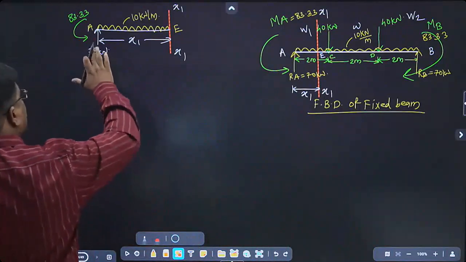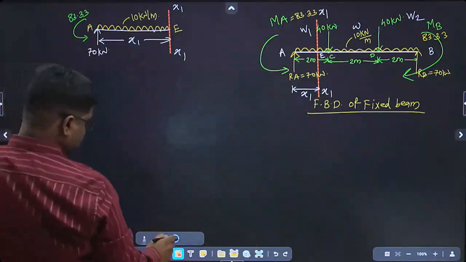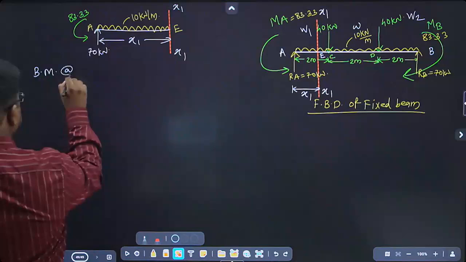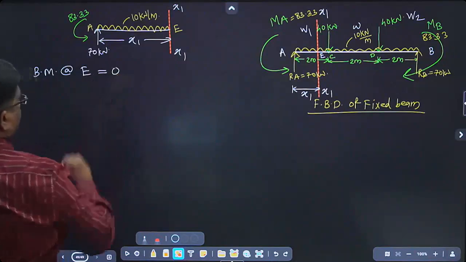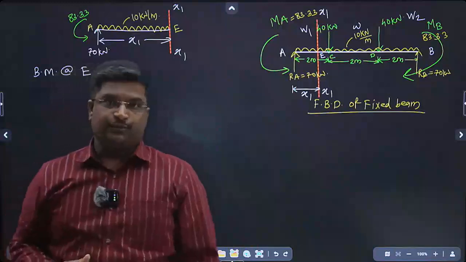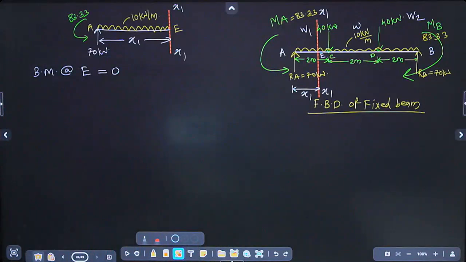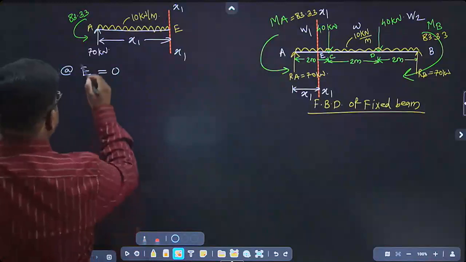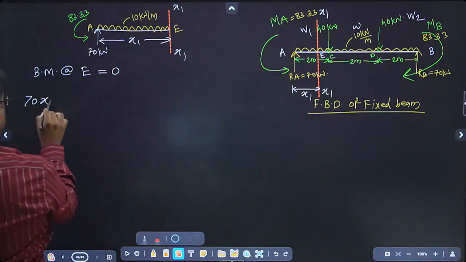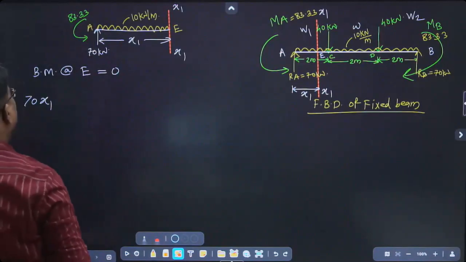So this is again going upward. If it is going upward, it is creating sagging bending moment. Bending moment at E is equal to 0. Why 0? Because at point of contraflexure bending moment is always 0. Okay. So prepare equation. This 70 is going upward. 70 into x1. It is going upward. Sagging. Sagging means plus.